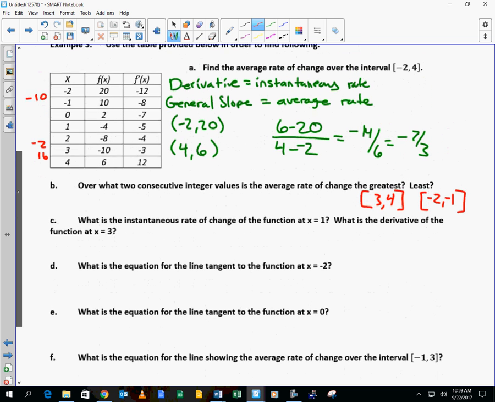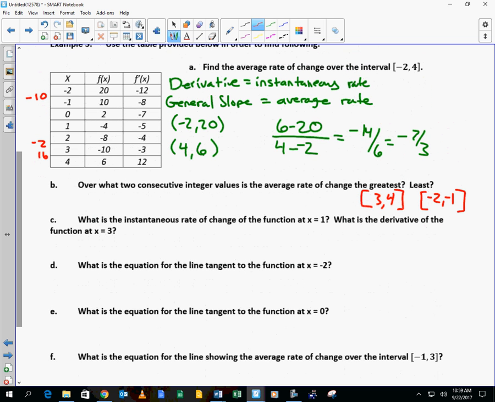Okay, what is the instantaneous rate of change of the function at x equals 1? How do you get that? Okay, so this is the input, x, this is the output, and then f prime is the derivative, or the instantaneous rate of change. So it says, what's the instantaneous rate of change of function at x equals 1? Yes, it is -5. What is the derivative of the function at x equals 3? -3. Instantaneous rate of change and derivative are the same expressions.